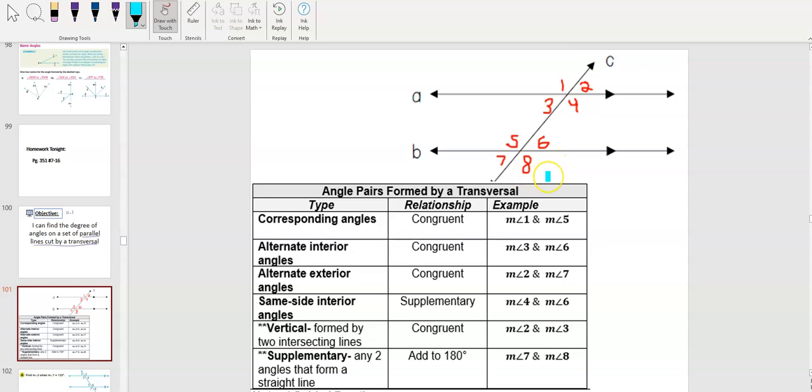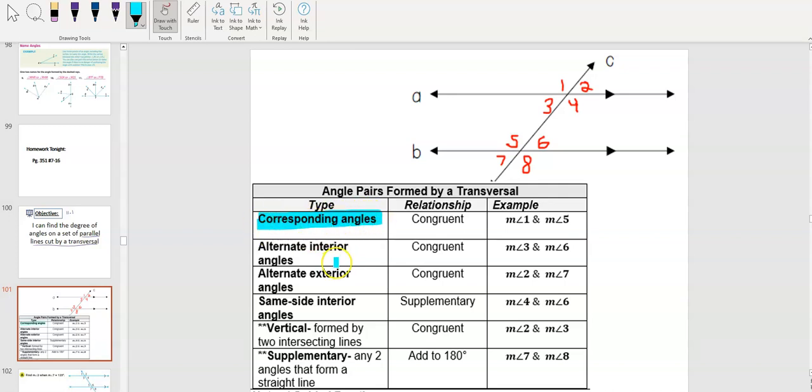And because of these relationships, we can do a bunch of math things to help us discover and figure out what a missing angle is. Like, what is the measurement of angle 5? What is the measurement of angle 4? So get some colors out. We're going to start by color coding our words.